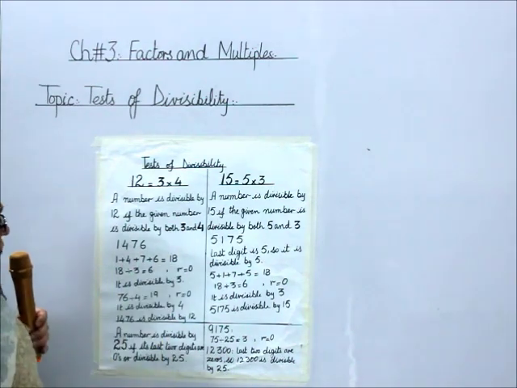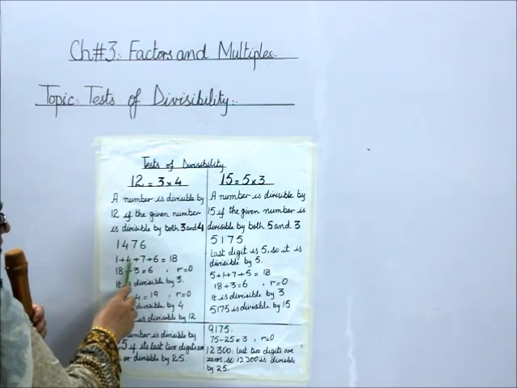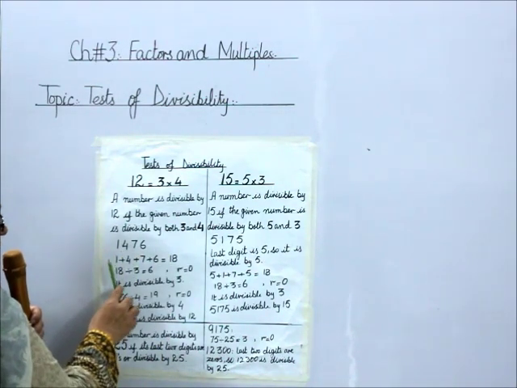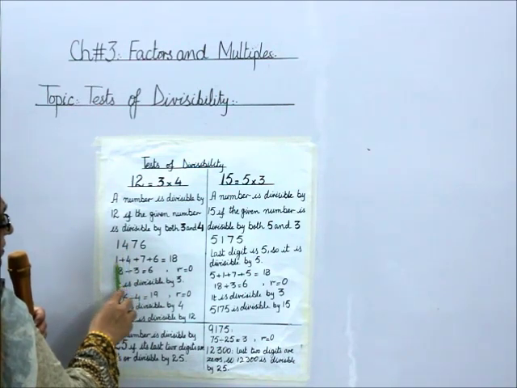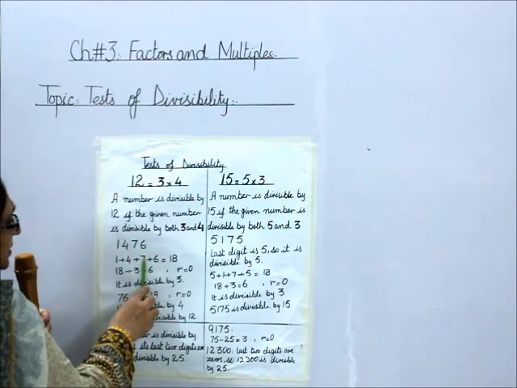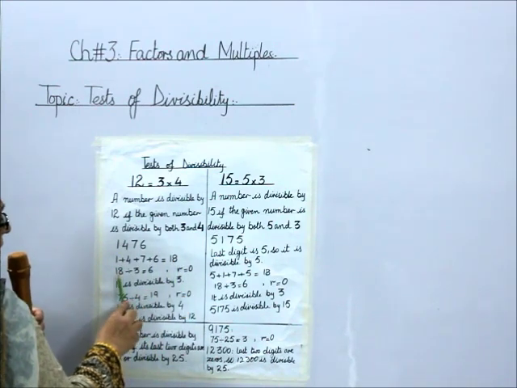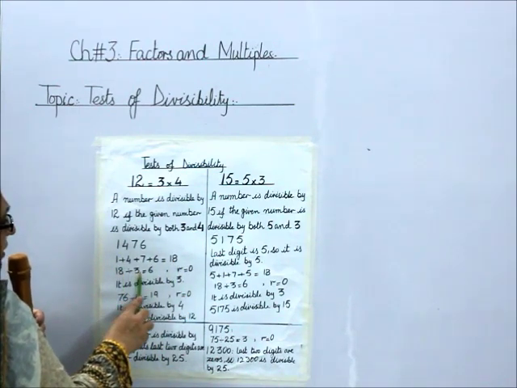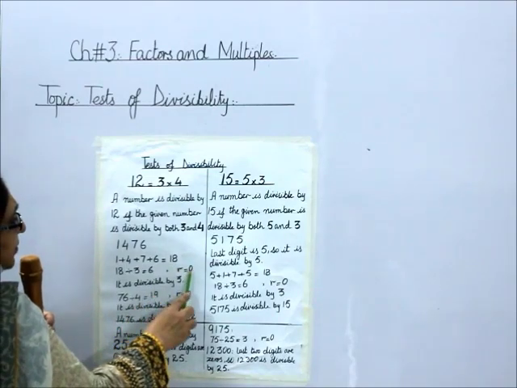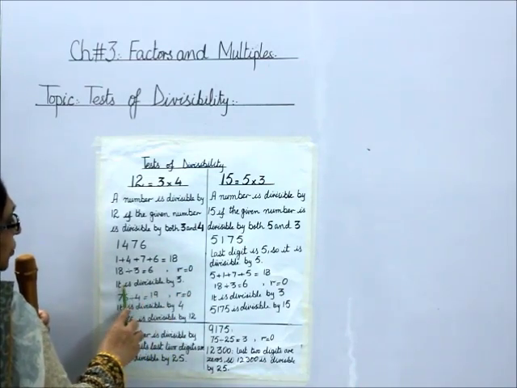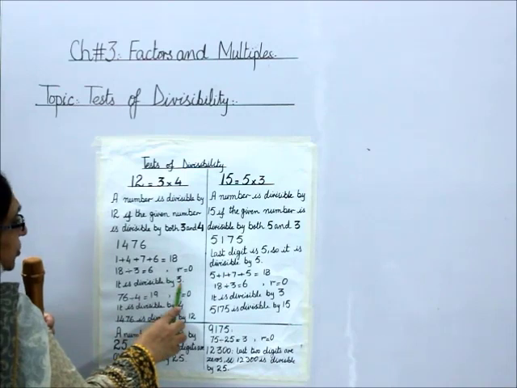The rule for number 3 is the sum of digits is divisible by 3. Now let's add these digits. 1 plus 4 plus 7 plus 6. The sum of digits is 18. If we divide 18 by 3, the quotient is 6 and the remainder is 0. So it is divisible by 3.